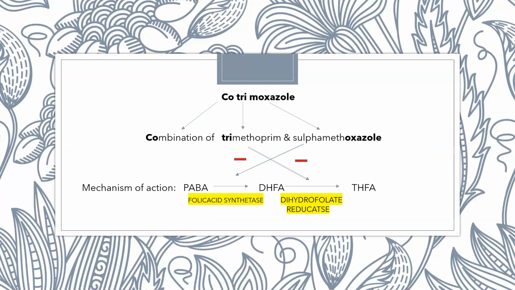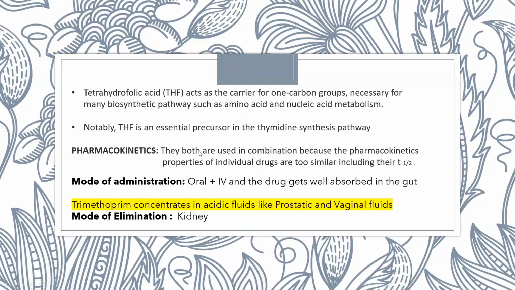Coming to its pharmacokinetics, these two drugs are used in combination because the pharmacokinetic properties of the individual drugs are very similar to each other, including their half-lives. So we use them together in combination. Coming to mode of administration, oral and IV routes are given, and the drug gets well absorbed in the gut. Trimethoprim concentrates very well in acidic fluids like prostatic and vaginal fluids. So in prostatic infections and vaginal infections, you can use this drug.